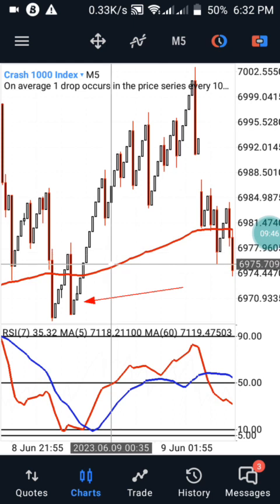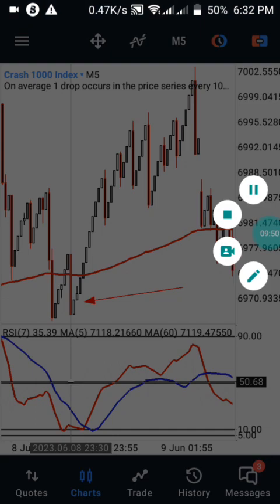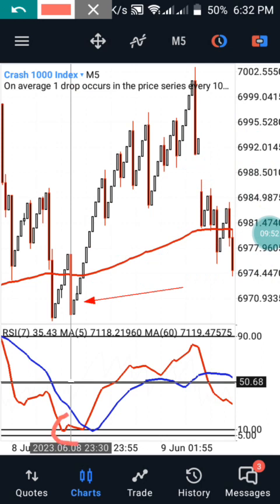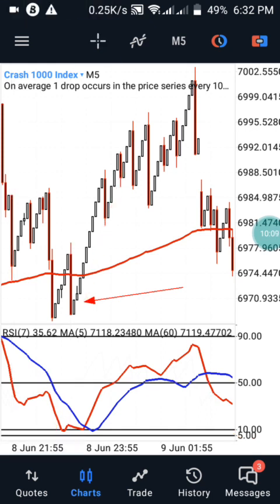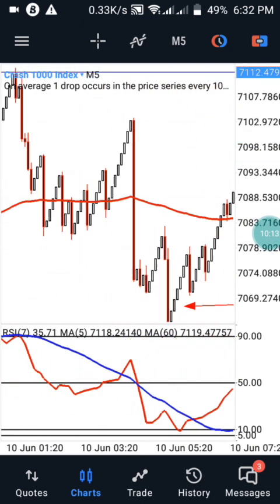You see, what happened in this particular area is that we are having our red line reaching our 10 level, and if you check the blue line, you can see that it's trading below the 50 level. So that means that we are safe to enter this particular trade. Take your 5 candles, then out of the market. You see, that's exactly what I've done in this area.